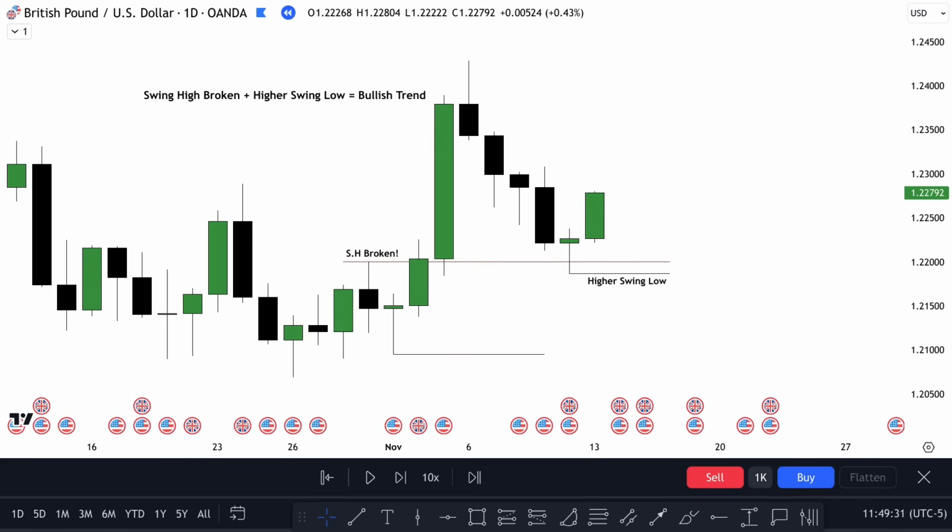Dollar example. As we can see with the bullish formula, we have a swing high broken plus a higher swing low. This swing low is physically higher than the most recent one we have in price, which is here. The fact that we have this formula playing out, we're most likely going to see a bullish trend unfold within the next couple of days or the next week.